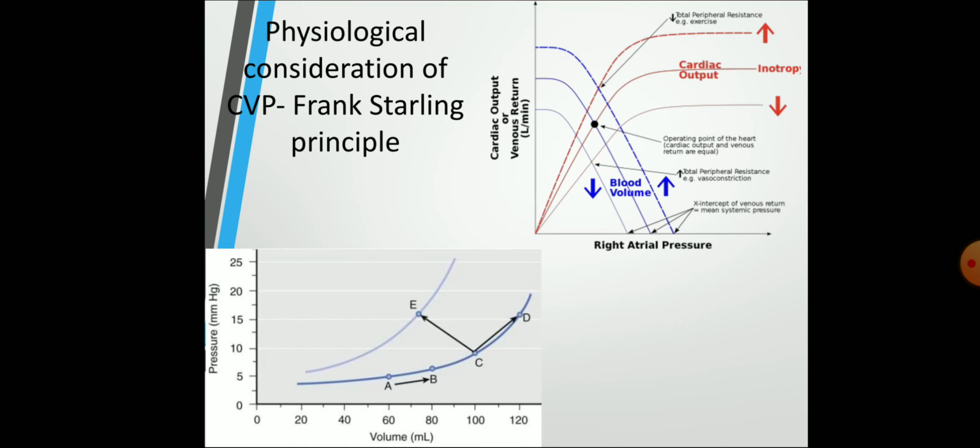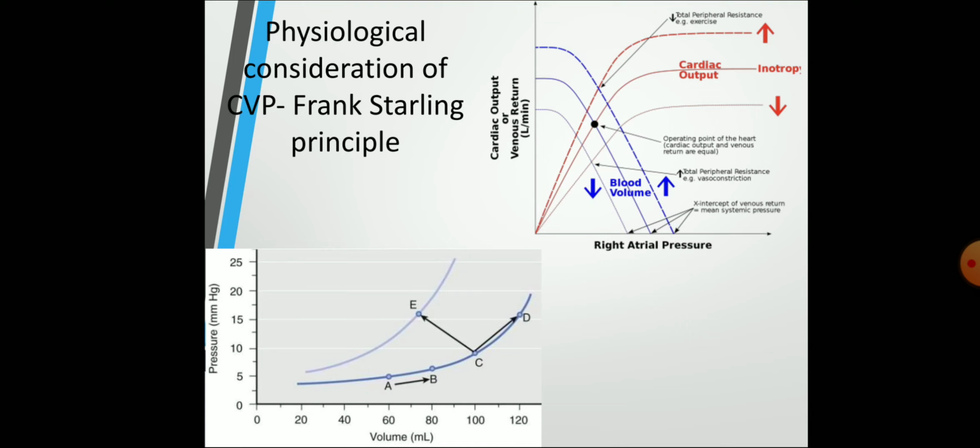Now, the physiological consideration with CVP is basically the Frank-Starling law. Normally, blood enters the right atrium, then goes into the right ventricle. When the ventricle is in diastole, or relaxed, the blood fills up, and once it is filled, when the ventricles contract, the blood goes out.